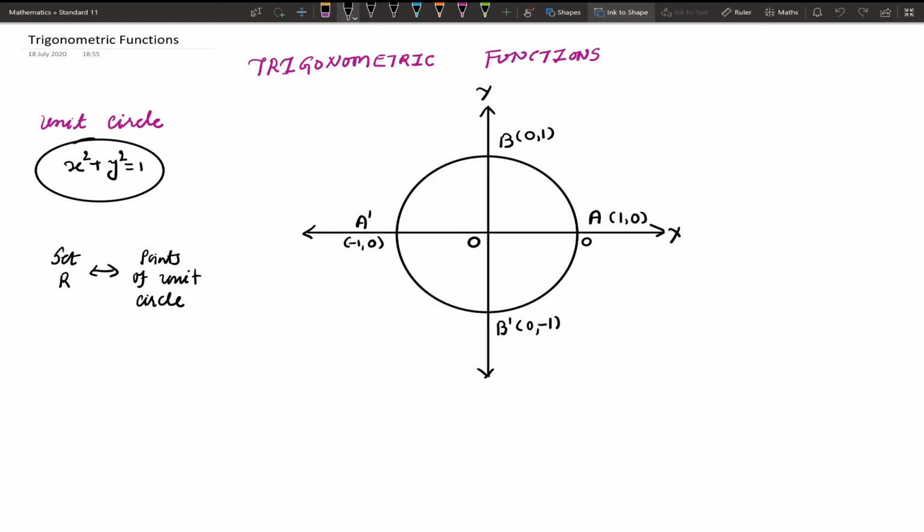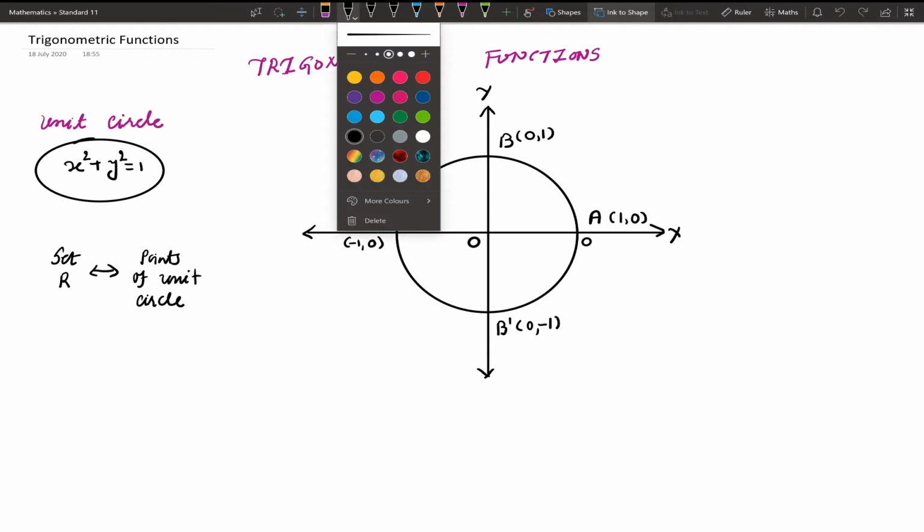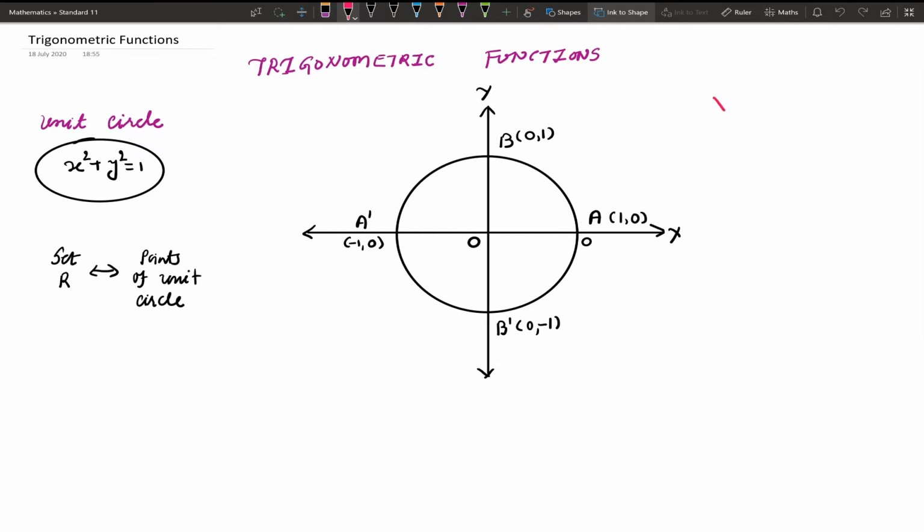Now we fix two directions, anti-clockwise and clockwise. This is anti-clockwise. We will relate positive real number on anti-clockwise and clockwise we will relate negative real number. So real number 0, corresponding point is A 1, 0.